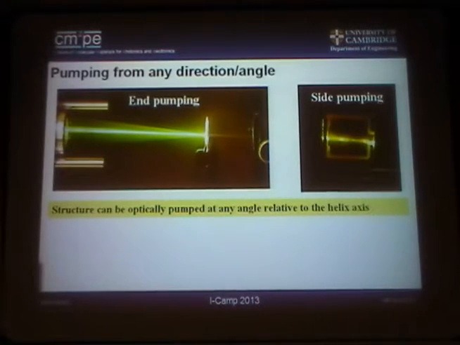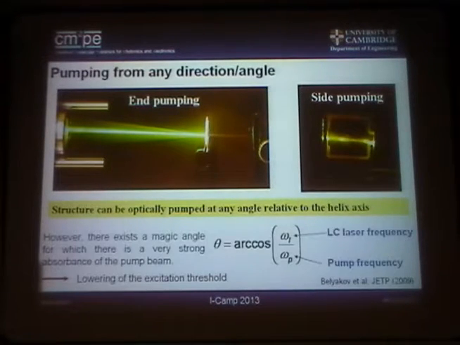So you can pump, as he said, from normal to the glass substrate, or you can pump parallel to the substrate. And whatever way you do it, you're always going to get emission along the helix axis, depending on what your alignment is. However, there is a magic angle of pumping, and if you get that right, then you get very, very strong absorption of the pump beam, and so your threshold for your laser can drop quite dramatically. So which direction you pump is quite important, although you're free to choose a few things.